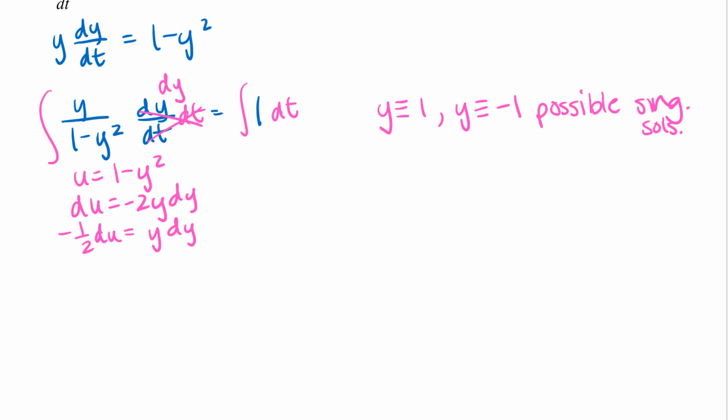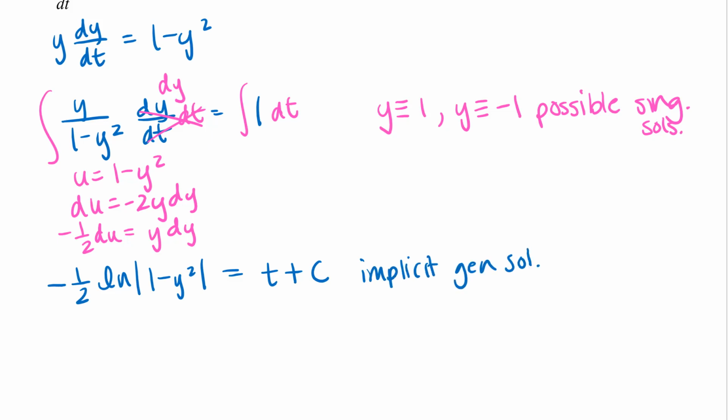I just end up with an extra negative 1/2 when I do this u substitution. Alright, so I'm not going to write out the rest of the u substitution, but let's just write down what we're going to get. So I'm going to get the negative 1/2 ln of the absolute value of u, which is 1 minus y squared, equals, and then on the right side I'll just have t plus c. Alright, so this is an implicit general solution. Notice that this implicit general solution does not include y equals plus or minus 1. I cannot put in y equals plus or minus 1 in that. We're going to go ahead and find an explicit solution though, so let's go ahead and do that.